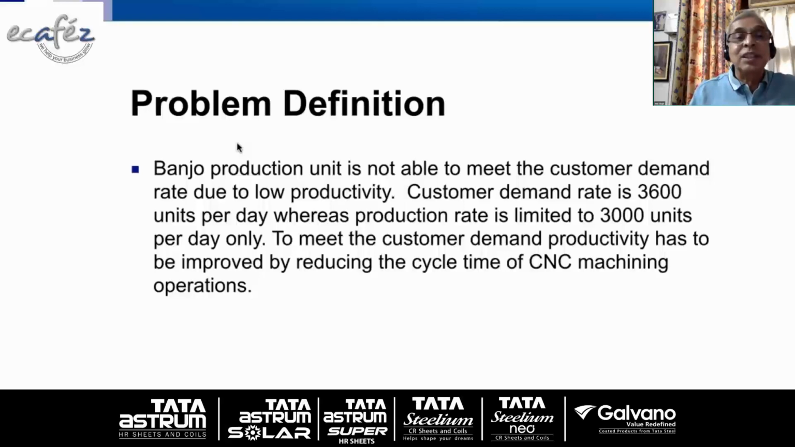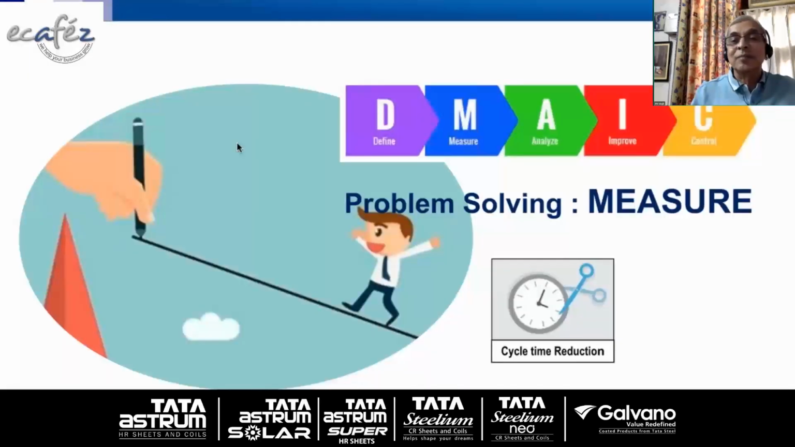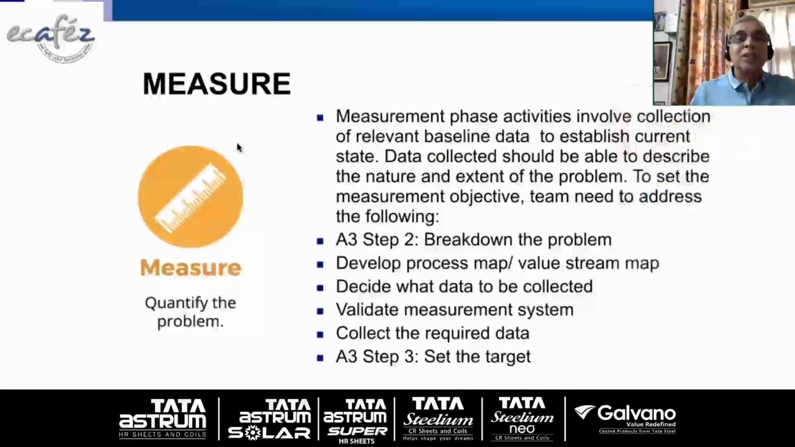So because of the constraint in the CNC machining unit, the definition is clear, the schedule is clear, clarity is there. Then comes the second phase, measure. We have to get the actual data. The measure phase involves collection of relevant baseline data, establishing the current state, and data collection.